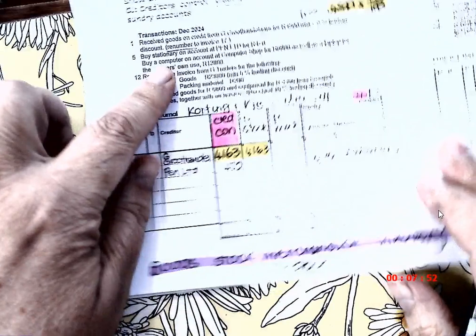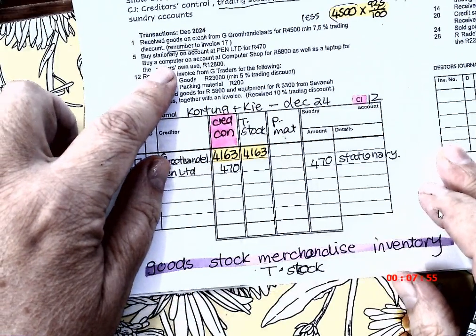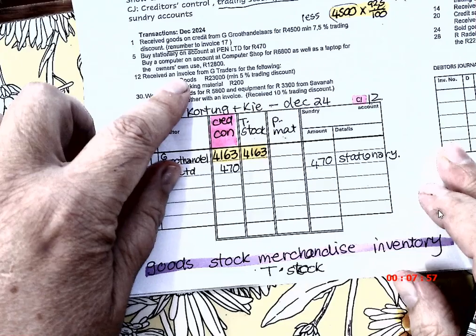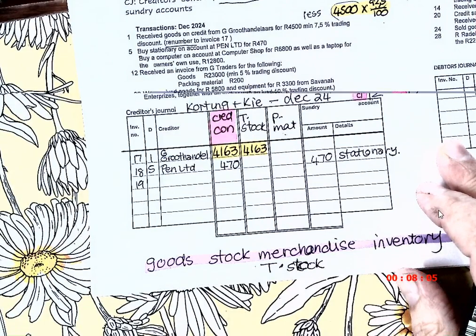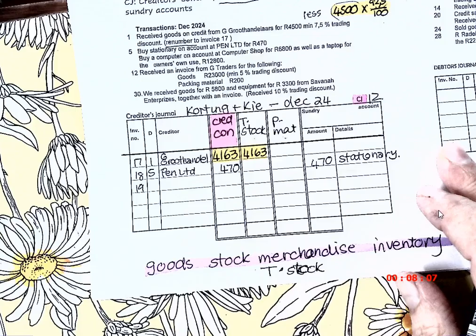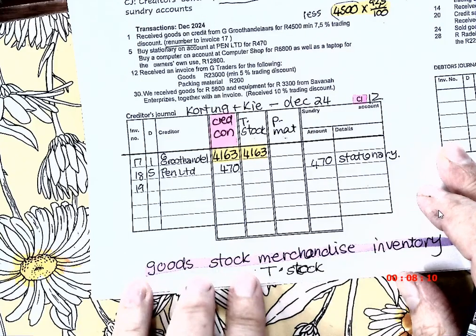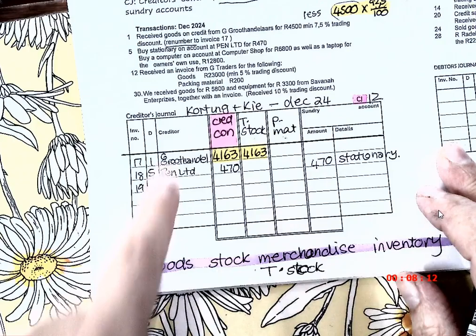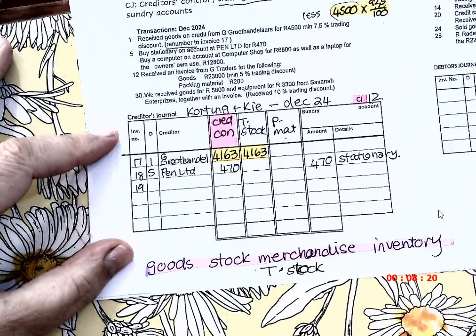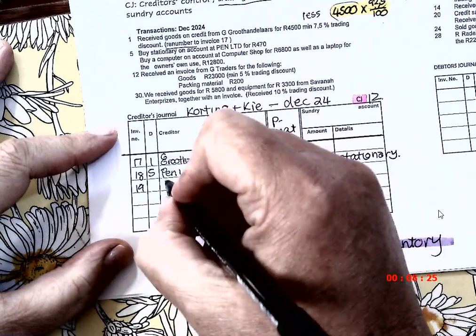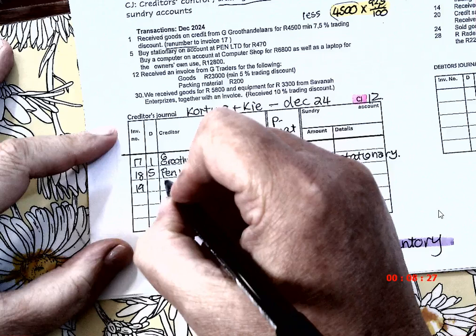We buy a computer on account as well as a laptop. Now can you see, the one is for the shop, which would be classified as what? If I buy a computer for the shop, what is the accountanese? Equipment. And the one is for the owner's personal use. Personal use? Drawings. So you can see this is going to be a split transaction. So I'm going to say it's still the fifth, and it's Computer Shop.